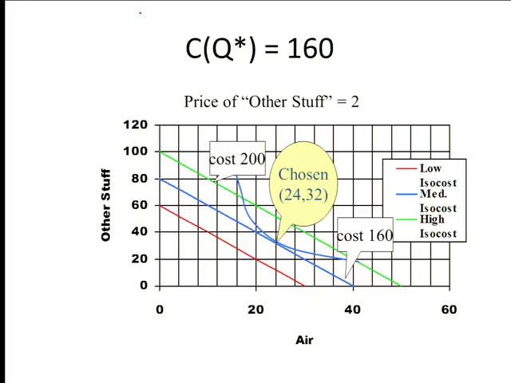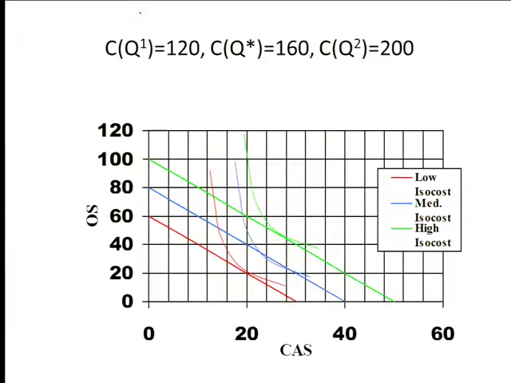So now we know the chosen bundle. I just read it off the graph. 24, this side's 32. I know the cost of the chosen bundle. I showed you the easy way to find that. It intersects here. Price up here is 2. 2 times 80 is 160. Right? So now we have the amount of other stuff and the amount of air that we would use to produce however much of this output there is, right, in the least cost fashion. And the cost of doing that is 160. So we have 1 point on a cost function. We have C of whatever this quantity is.